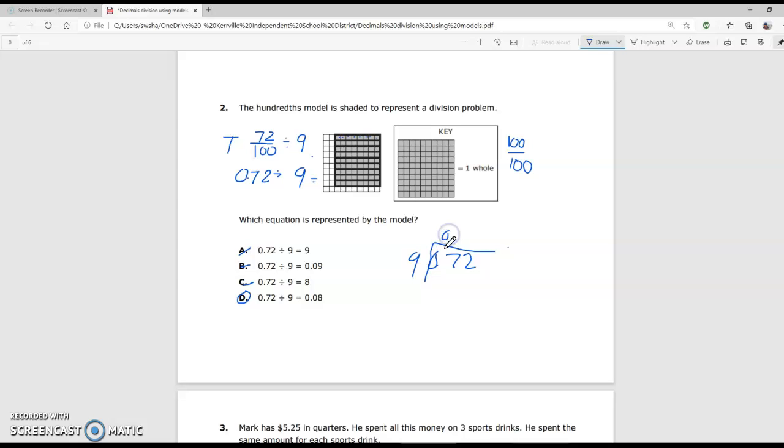It's 0, and then 7 is still smaller, so you say 0. Now you can do 72 divided by 9 is 8. It's 72. Your decimal points have to line up.